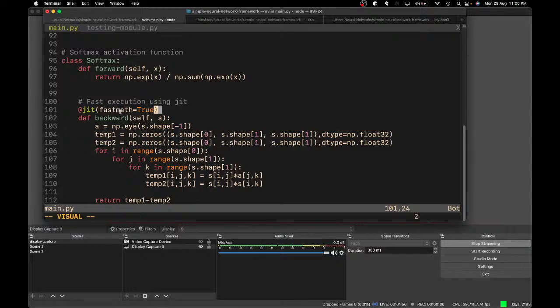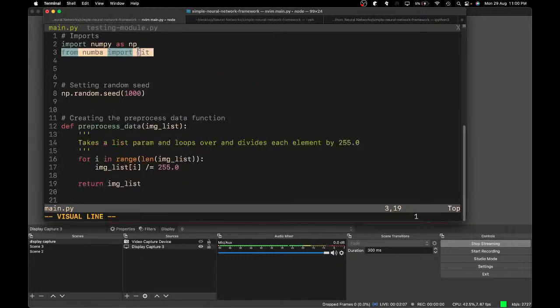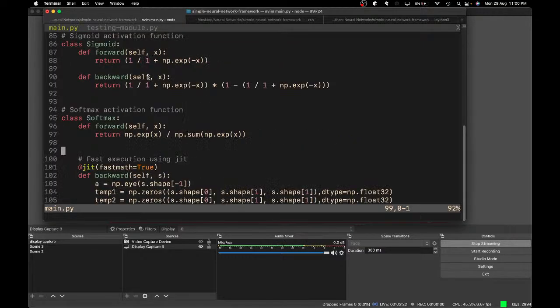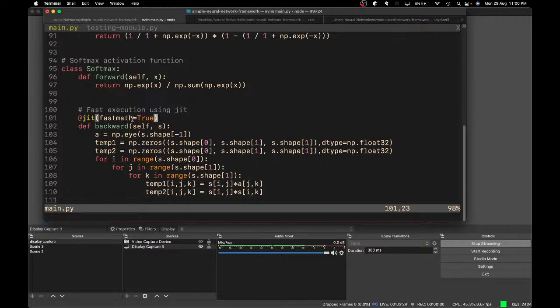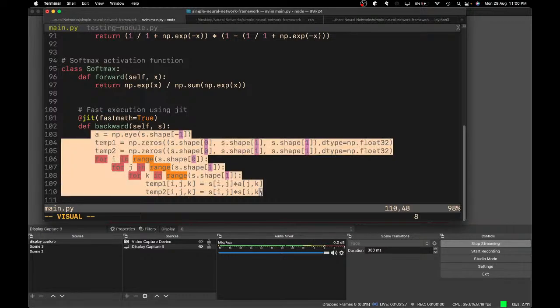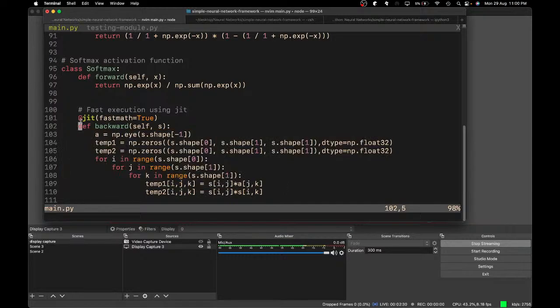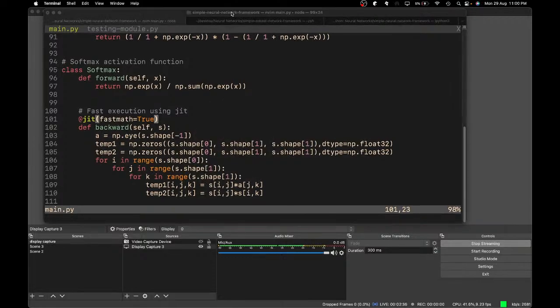Now, I did kind of hack together an implementation, but it was super slow. So I figured out, or rather that web page used, this thing called Numba. I don't know how it's pronounced, but basically you use the JIT, which I think stands for just-in-time compiler, and you pass in the fastmath=True parameter, and you decorate the backward pass with that. So this gives you faster execution speeds.